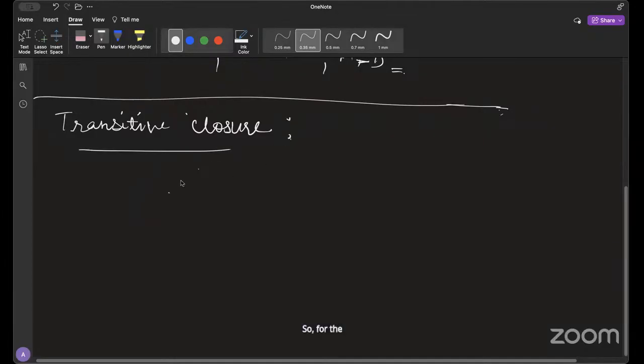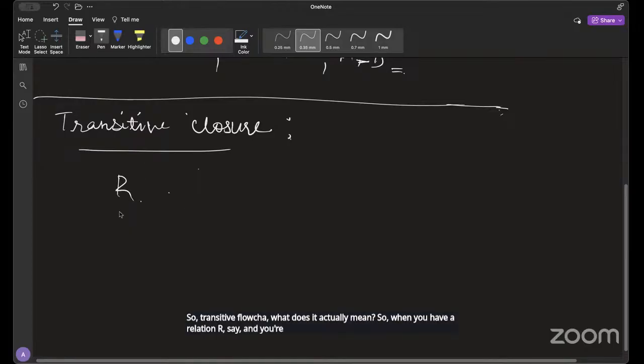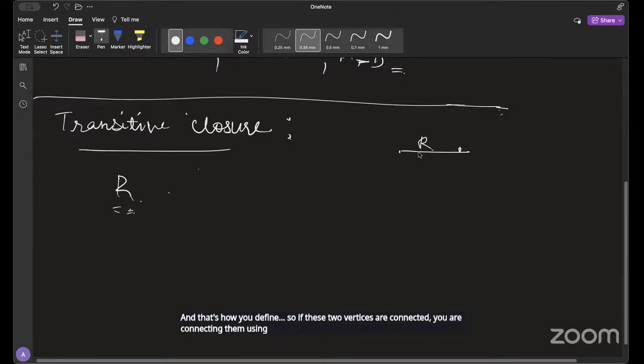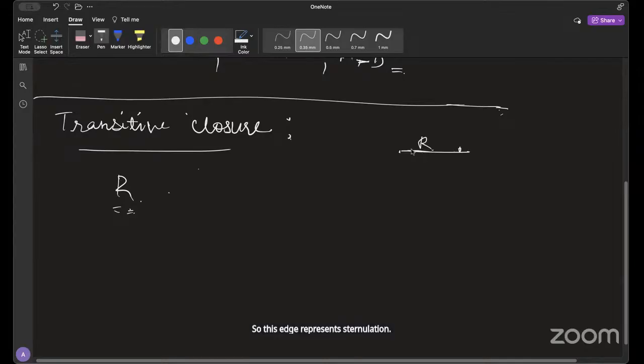So transitive closure, what does it actually mean? When you have a relation R, and you're defining a graph according to this R, whenever you have a graph, you must know that there is a relation as well. That's how you define it. If these two vertices are connected, you are connecting them using a relation, right? So this edge represents a relation. You are making this edge according to some relation that you must have defined.